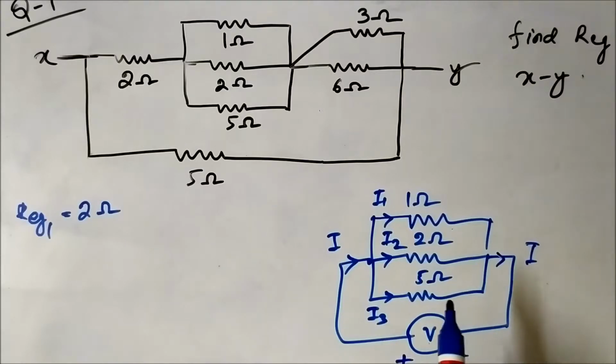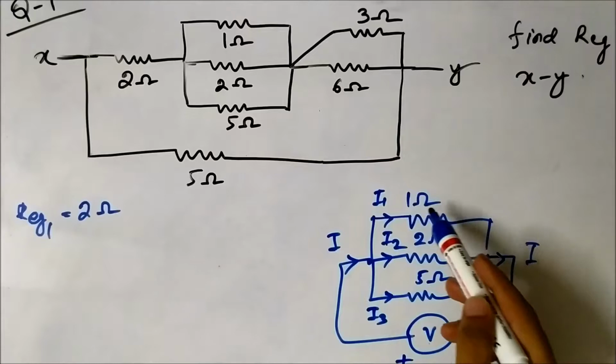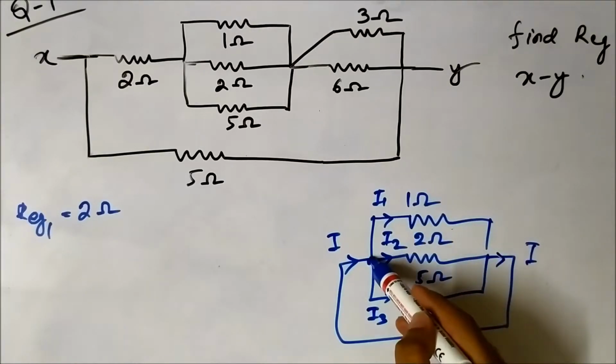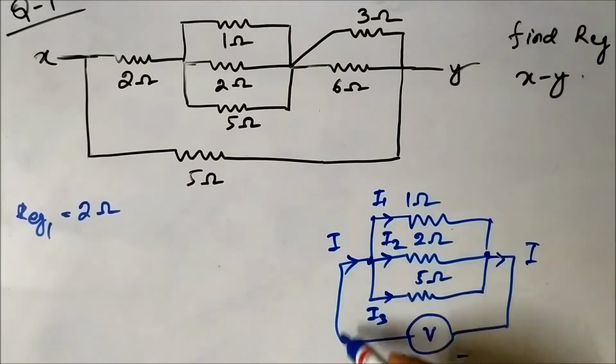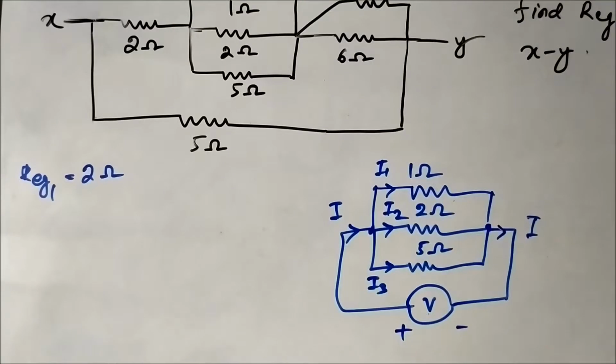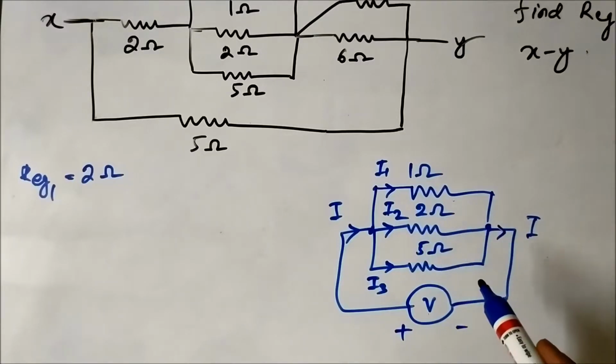Here also the left ends of all the resistors, 1 ohm, 2 ohm and 5 ohm, are connected at one common point, and the right ends are connected at this point, and these 2 points are connected to the positive and negative terminals of the voltage source V. So it means that the 1 ohm, 2 ohm and 5 ohm are also connected in parallel.